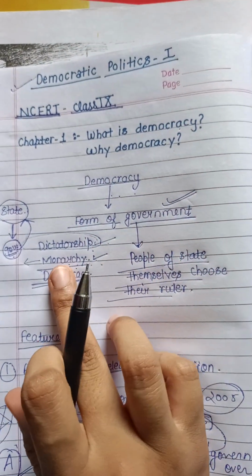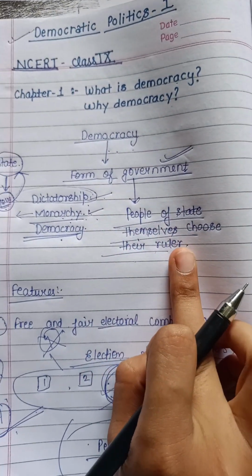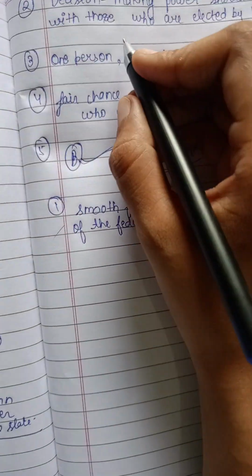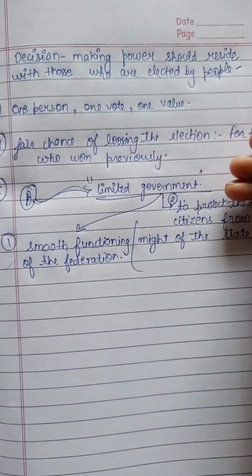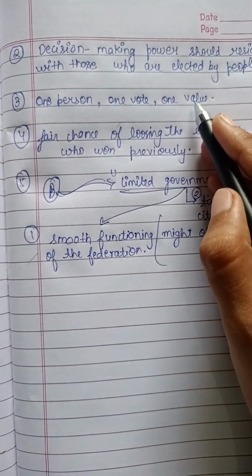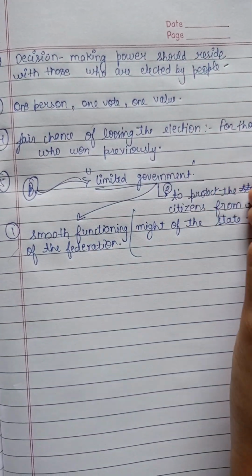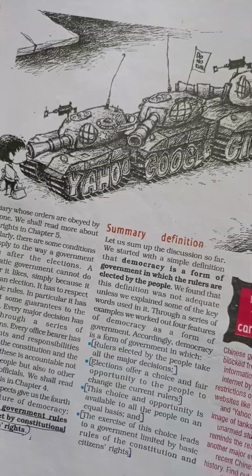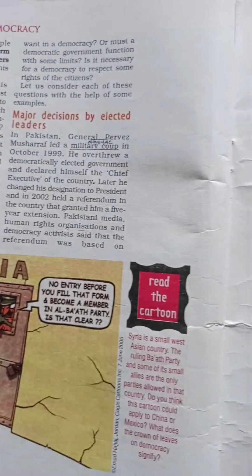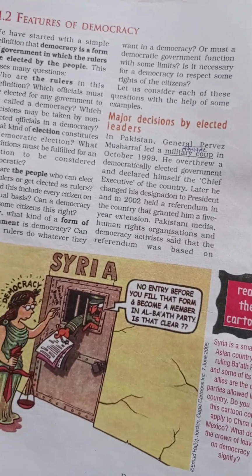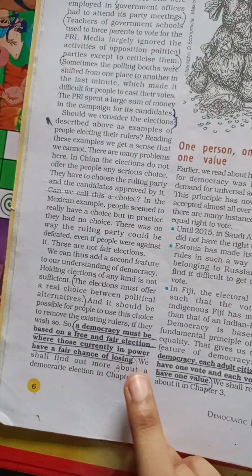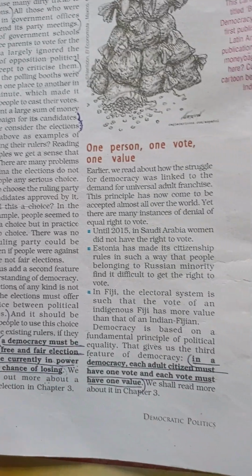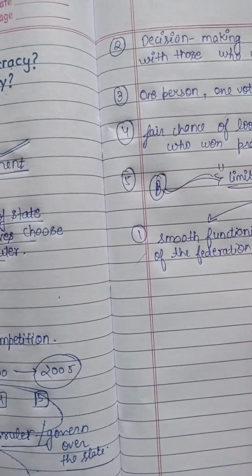What is democracy? It is a form of government that people of the state will choose. There are 5 features: first of all, free and fair electoral competition. Second, decision making power should reside with those who are elected by people. Third is one person, one vote, one value. Fourth is fair chance of losing the elections for those who are currently in power. Like it is written in NCERT, the same line: democracy must be based on fair and free election where those currently in power have a fair chance of losing. And also, fifth, that is limited government.